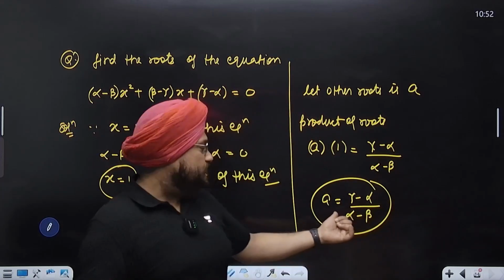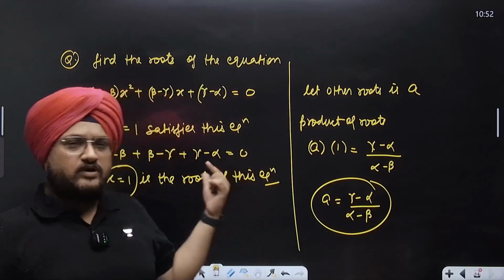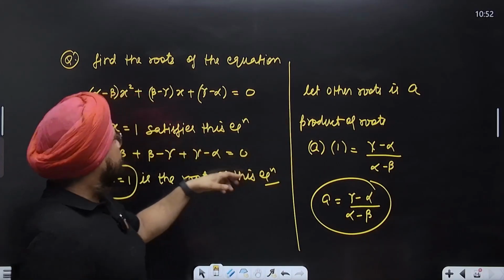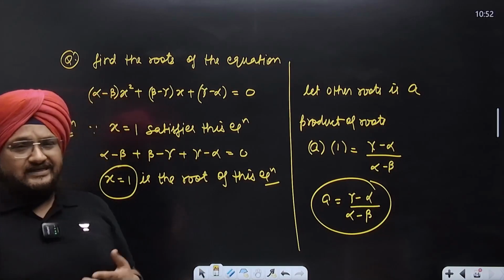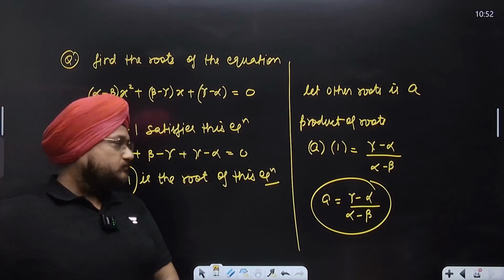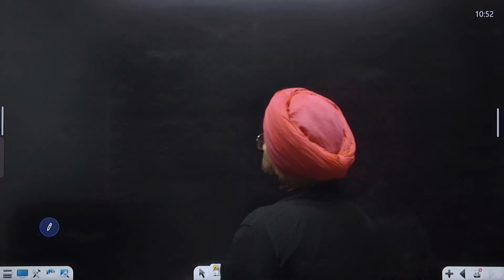This you can also find by using the sum of the roots. By the sum of the roots, one root is 1, the other root is a. So 1 plus a will be minus beta minus gamma upon alpha minus beta. You can get the same result. Okay, let's move on to the next problem.